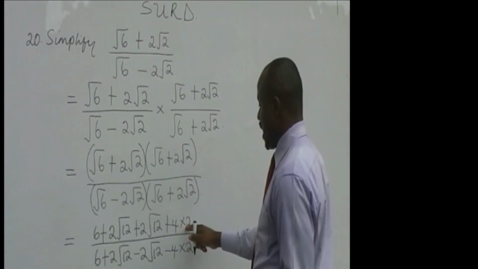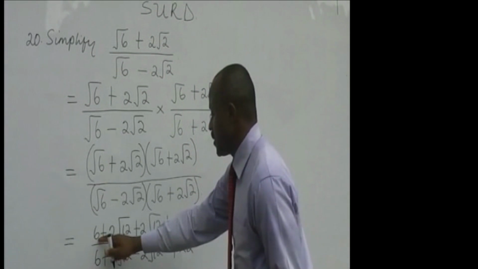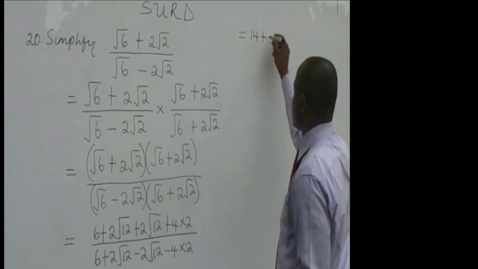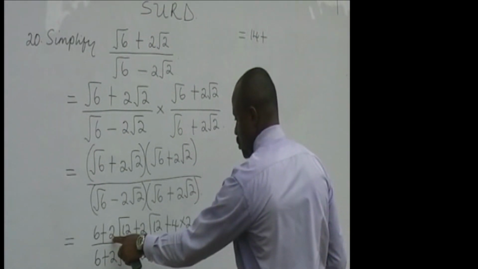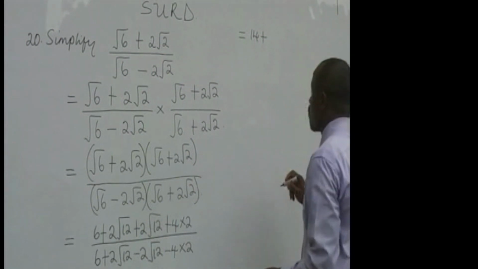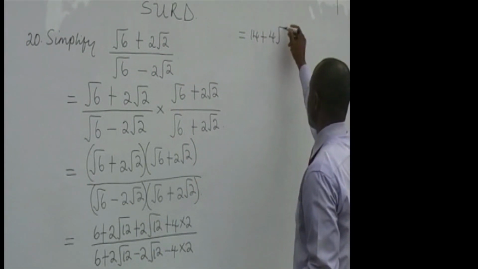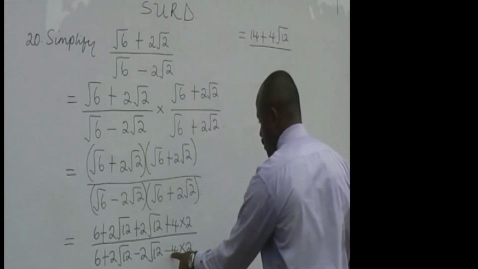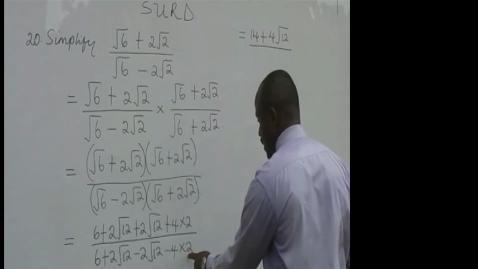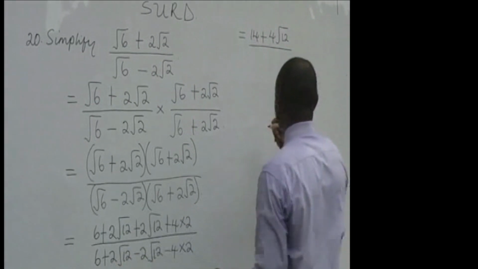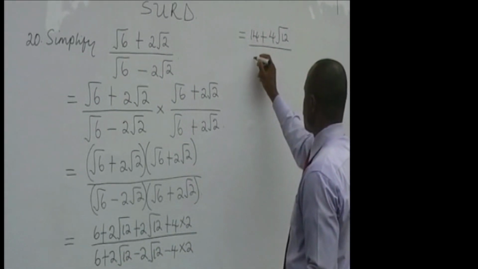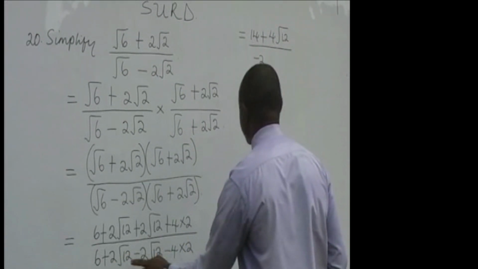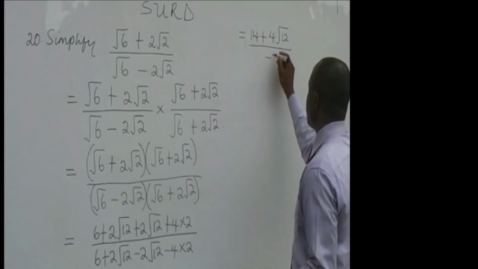4 times 2 is 8. 8 plus 6 will give you 14. So we're going to have 14 plus 2 root 12 plus 2 root 12 will give you 4 root 12, all over minus 4 times 2 will give you minus 8 plus 6 will give you minus 2. So we have minus 2. Then 2 root 12 minus 2 root 12 will cancel. So the only thing we have under is minus 2.